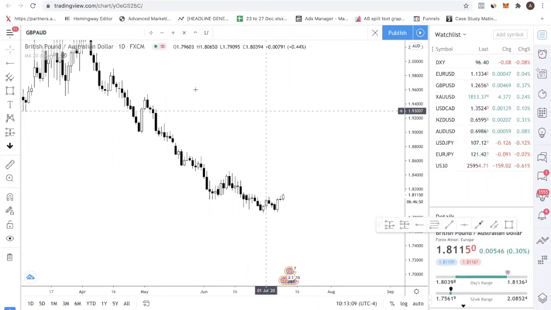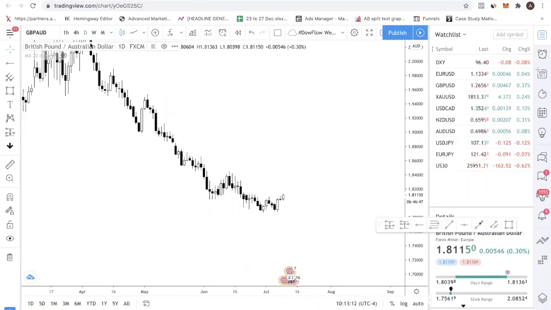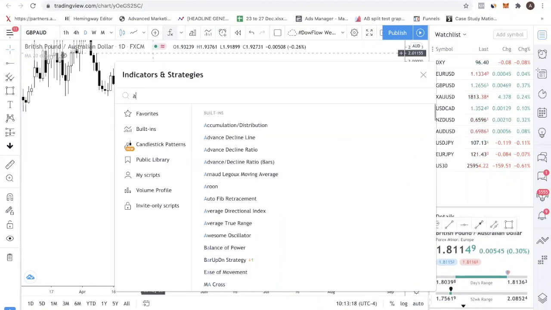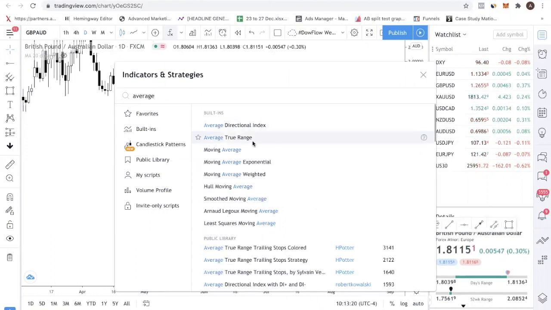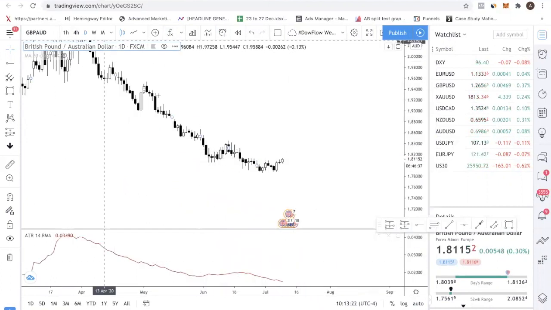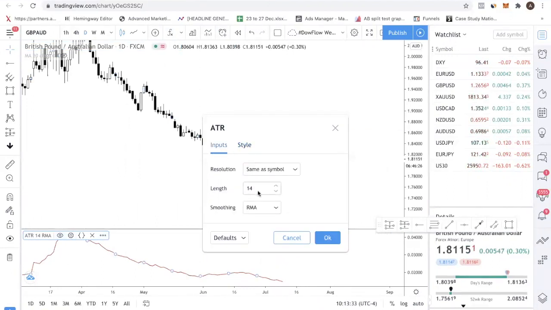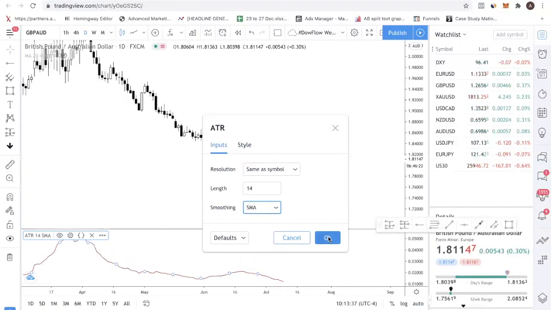This is the Pound Aussie daily chart. So another tip I have for you is the Average True Range indicator. The average true range shows you how many pips the currency moves on average in one day. In this case, I'm using a 14-day ATR with a simple moving average, SMA.